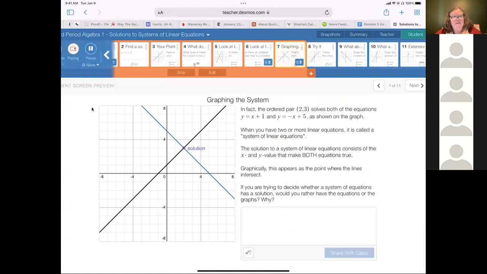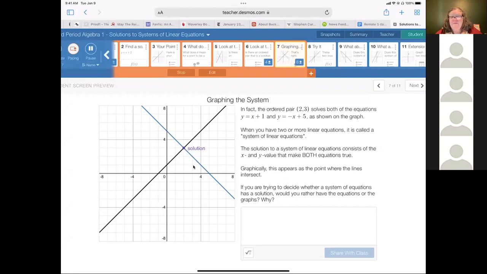All right, so slide 7 has a whole bunch of writing, but I want you to just think about this. I just showed you a whole bunch of different ways to solve for graphing, for finding the answer to this. This is saying, in fact, the ordered pair 2 comma 3 solves both of the equations, which we just showed and proved. When you have two or more linear equations, it's called a system of linear equations, or for short, they're called systems. The solution to a system of linear equations consists of the x and y value that make both equations true. And graphically, this appears as the point where the lines intersect, right there.